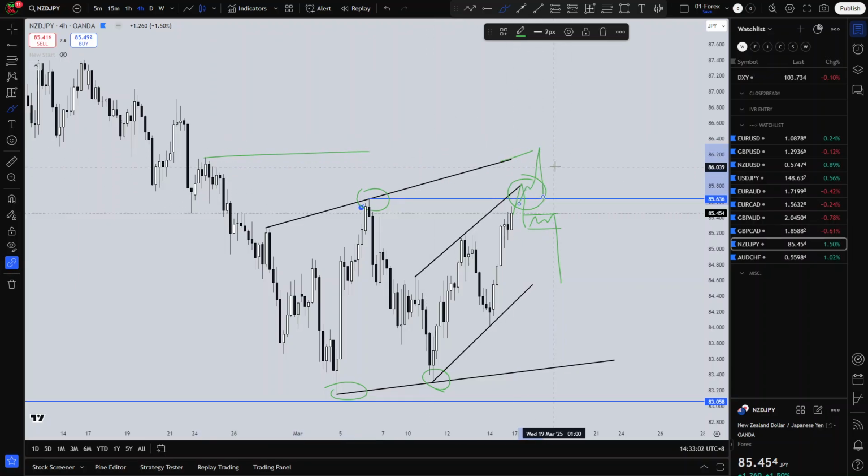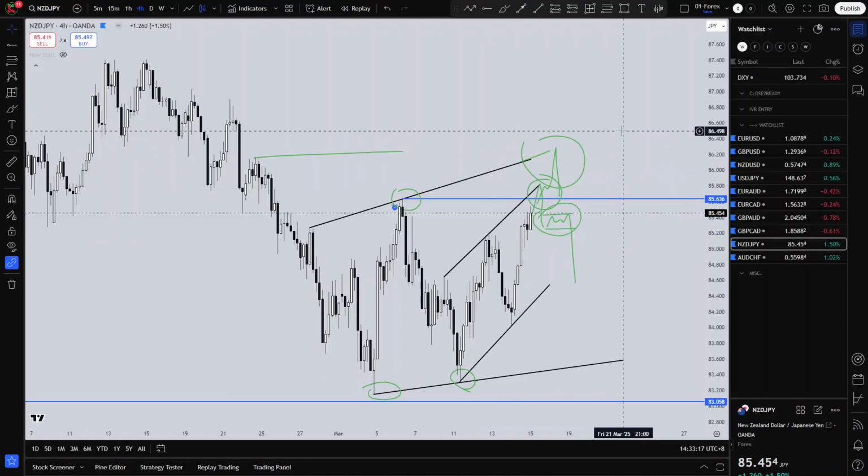So that would be okay. But however, I'm still waiting for a confirmation in change of sentiment. So I would like to see a higher time frame rejection or reversal candle and then a lower time frame bear flag continuation before I would entertain a short trade.